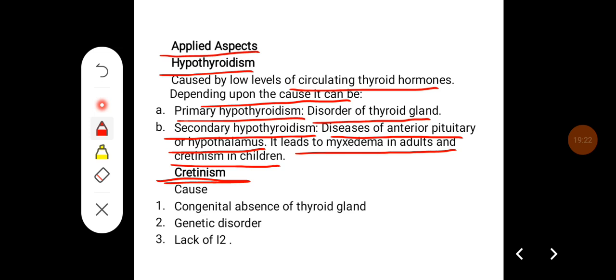Cretinism. The cause for cretinism can be congenital absence of the thyroid gland, or there can be a genetic disorder or lack of B12.